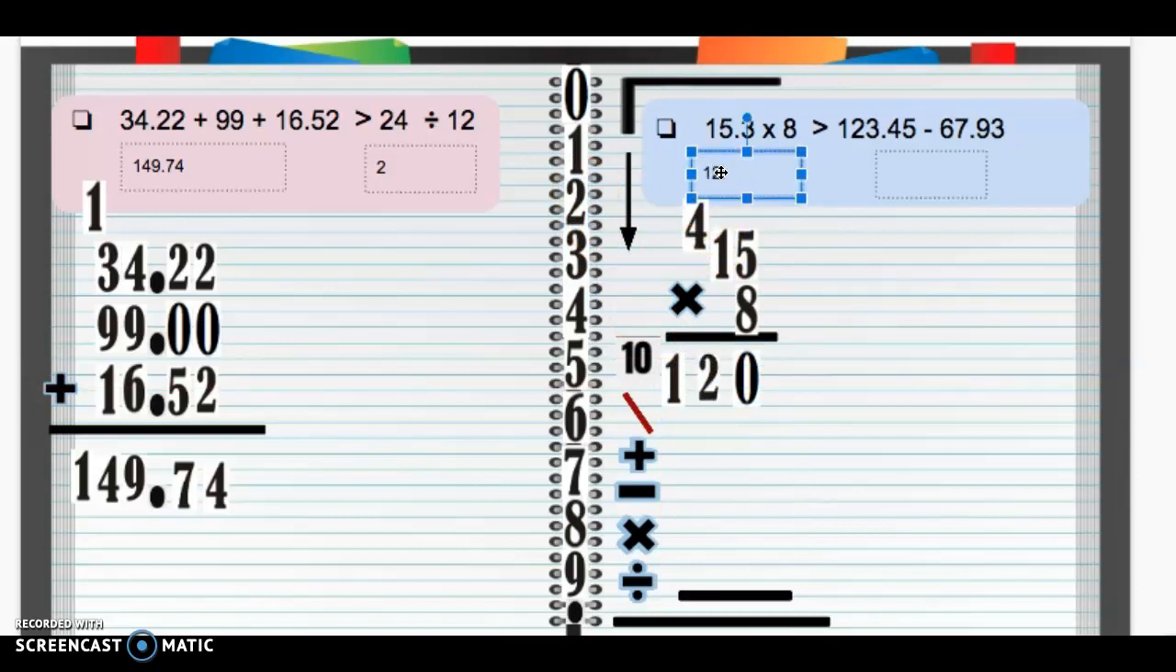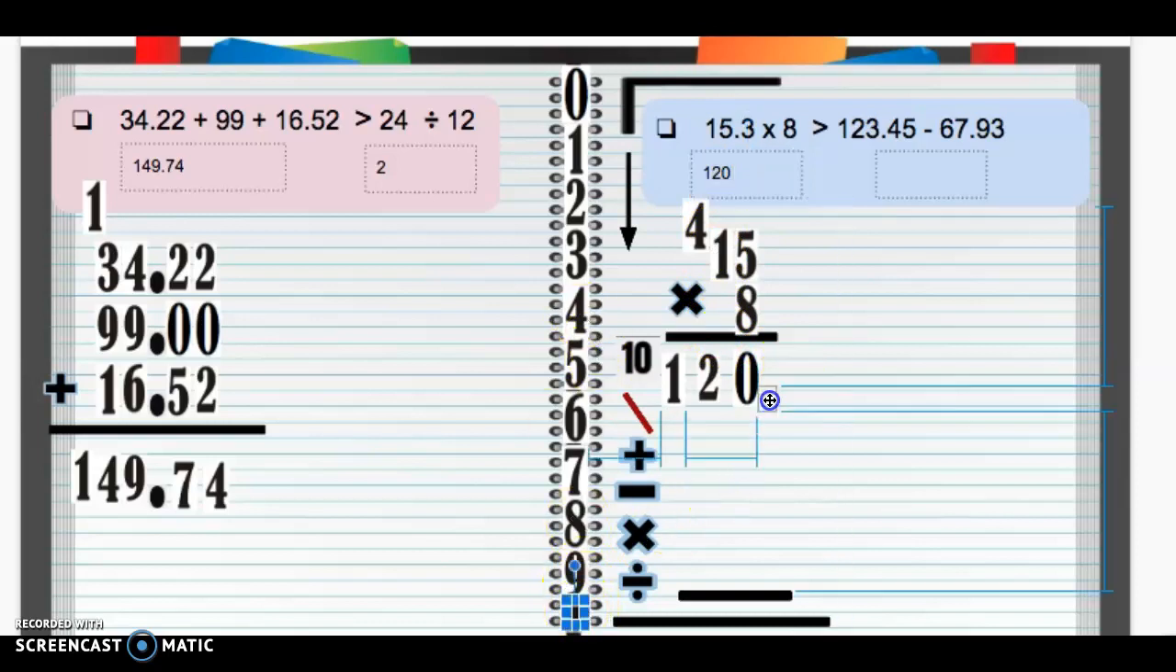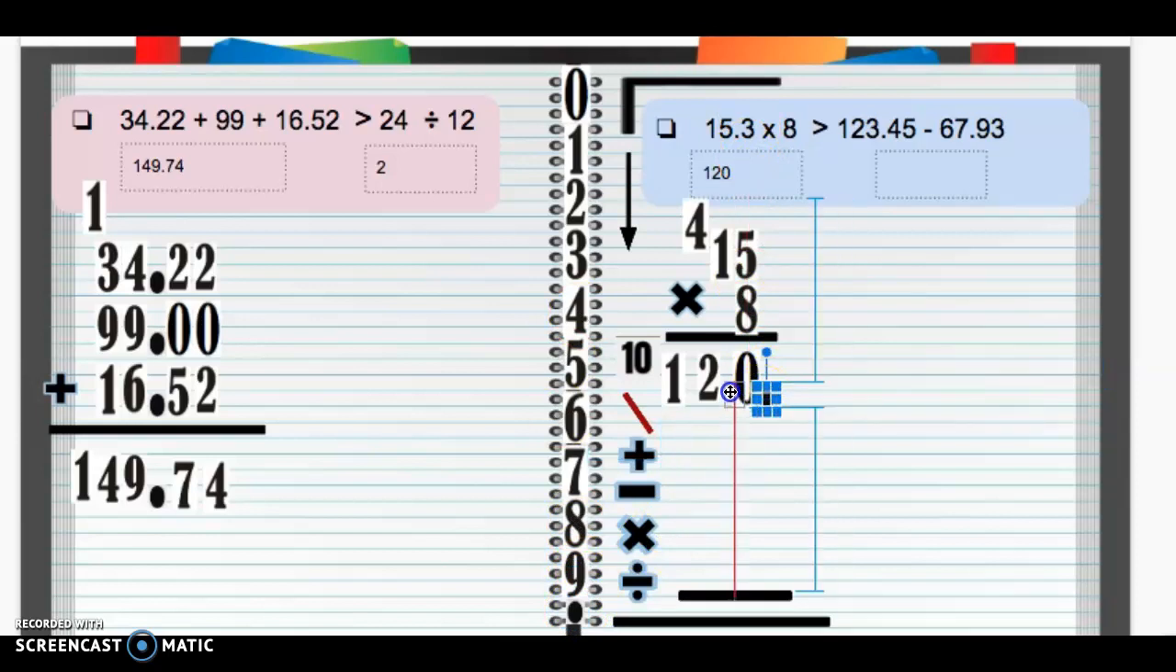Oh, but we have to make sure we move that decimal point. So we move the decimal point. How many numbers are behind? 1. So I got to swoop it once. Swoop. So now my answer is 12.0, or you can just say 12. And now we have 123.